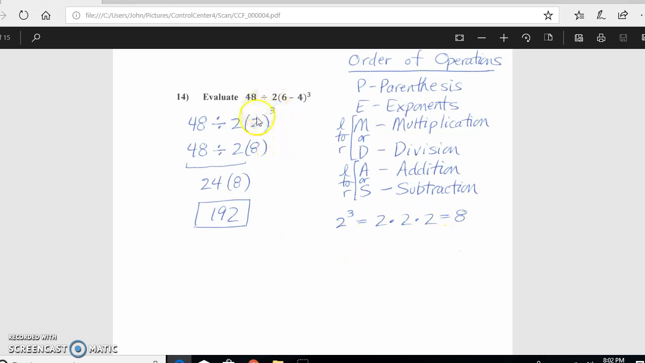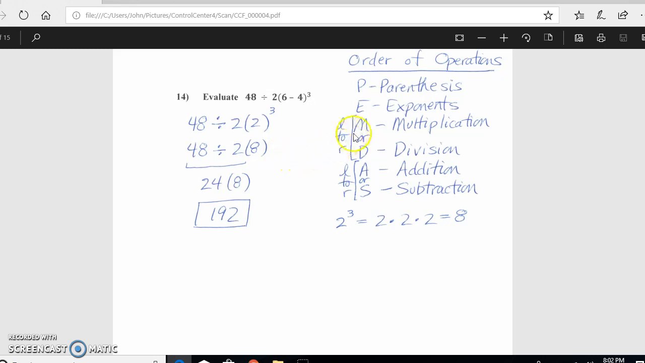So this piece here, the 2 with the exponent 3, is now an 8, and that's what I've done right here. I put it into the parentheses next to this 2 because we have to remember that it's 2 times this piece right here, which is now the 8. So it's 2 times 8, and I've indicated that with the parentheses. Anytime you have a number next to the parentheses, that's a multiplication. So we've done our parentheses and our exponents.